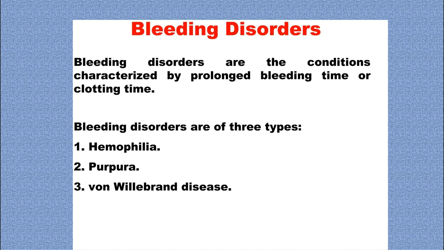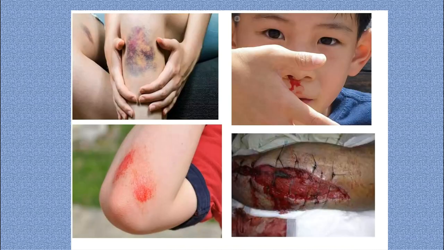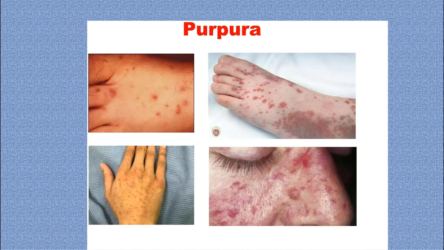There are a lot of bleeding disorders: hemophilia, purpura, von Willebrand disease. With an injury, healing takes place over 24 hours, then inflammation starts, and by 48 hours no scab will be left, ultimately it will be removed. Sometimes the bleeding will be stopped by putting ligatures or sutures.